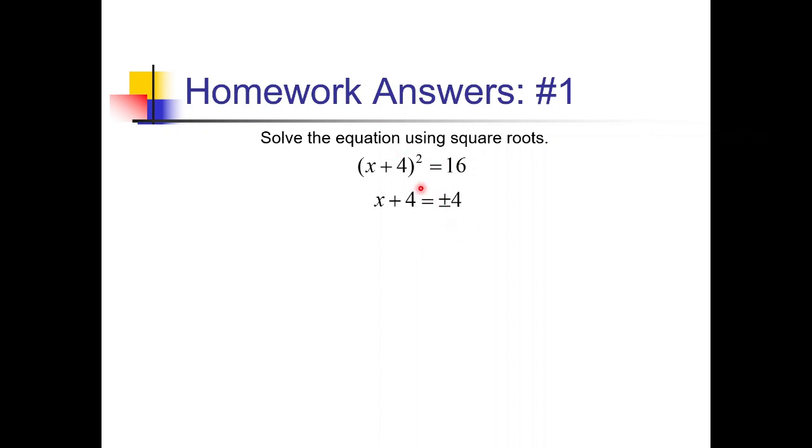To get x by itself, I just have to subtract 4 over to the other side. And then I have negative 4 minus 4, which is negative 8, and negative 4 plus 4, giving me 0.